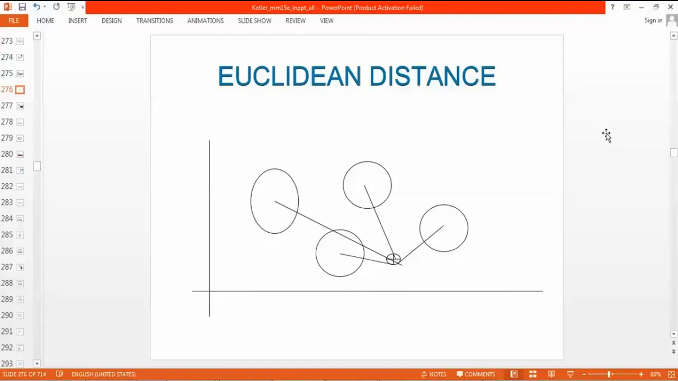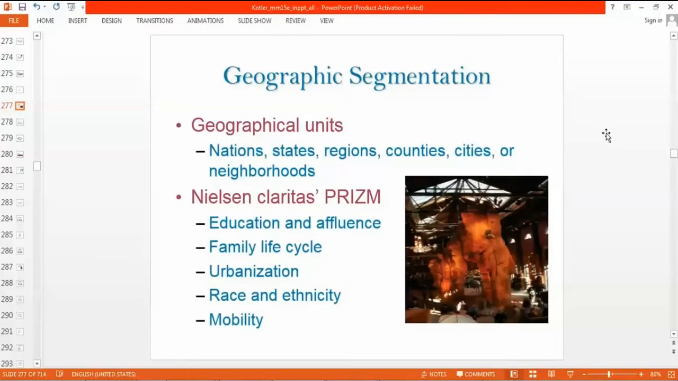Okay. So in geographic segmentation, we separate the customers into nation states, etc. And in my previous company, Nielsen, we also created PRIZM. So we created clusters of education, family, urbanization, race, and mobility. These are the variables that we use to develop customer segmentation in Nielsen. So many companies and industries develop their own clustering models, depending on the data that they have.